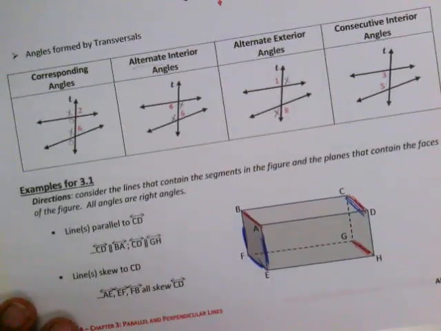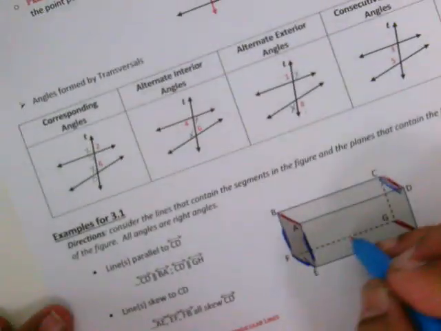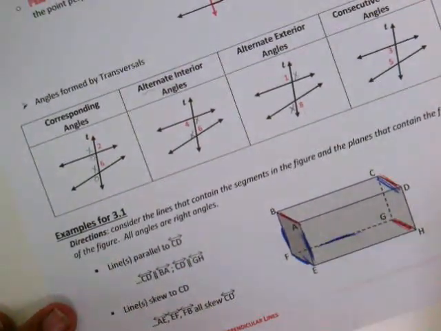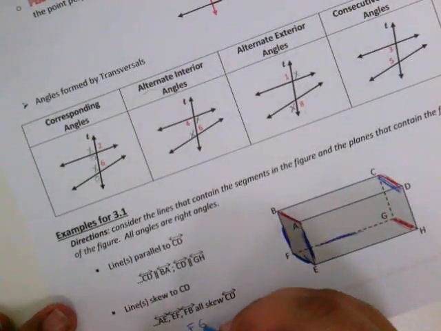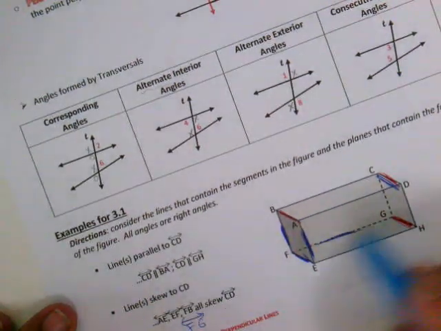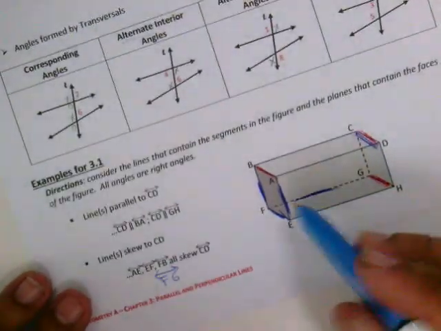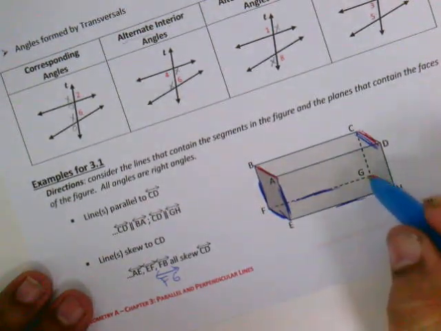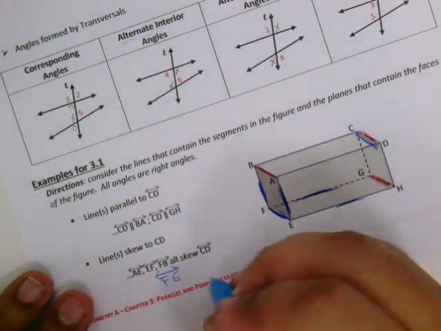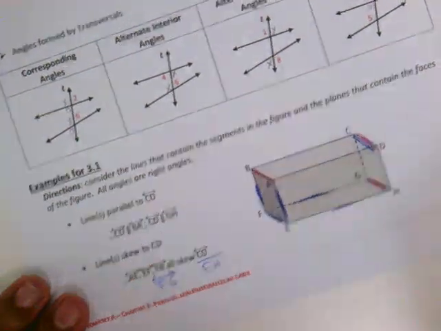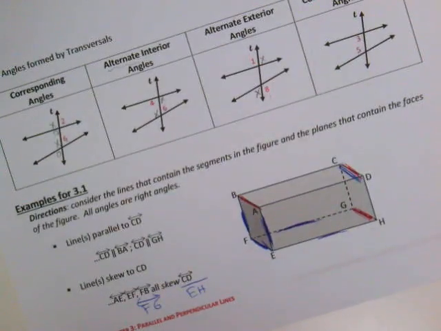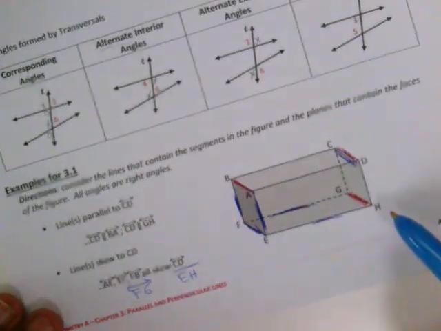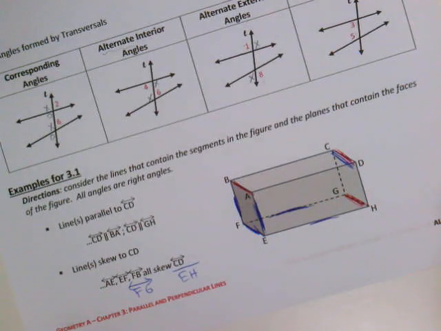There's actually a few more. There's also this one in the back, FG. He's also skew. And this one up front, it's not on the same plane as this one. Each one of those is skew. And you're going to have practice with that in today's assignment.